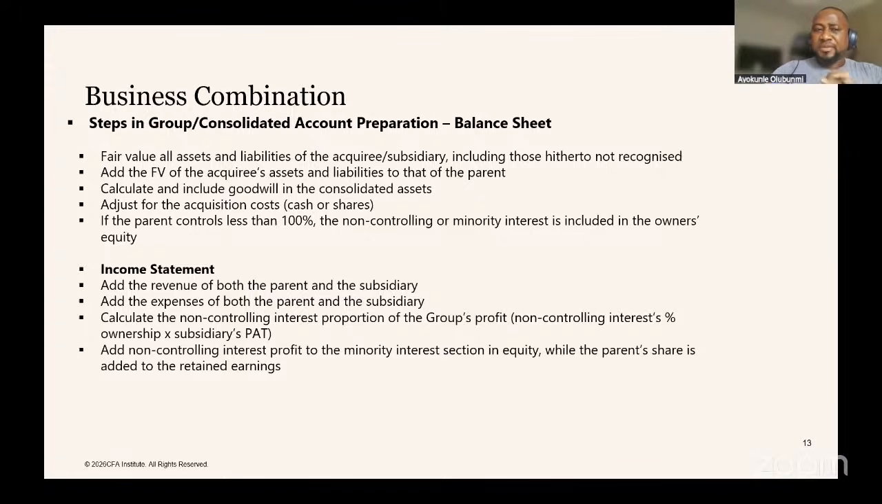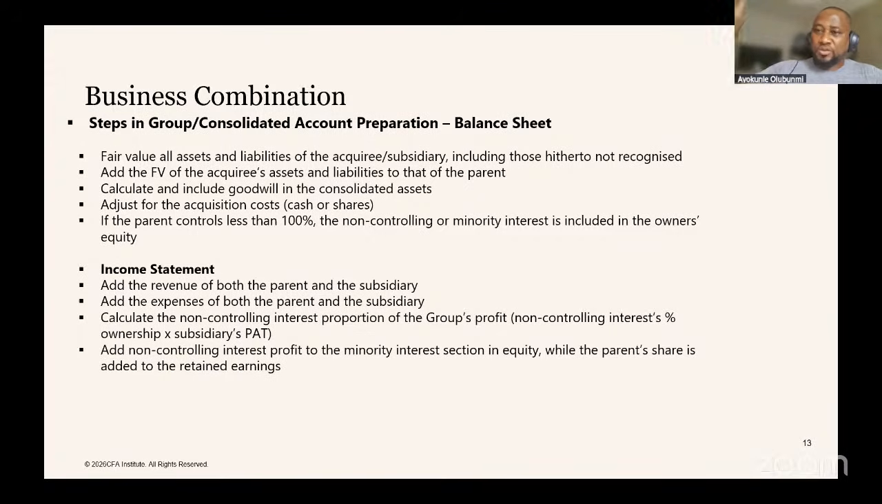Now, what happened to the income statement? What you do is that the revenue of the parent and the revenue of the subsidiary, you add together. Before I get to that, something else you also need to do when you are consolidating the balance sheet, and also the income statement: please note, when you are preparing your consolidated financial statements, or the group accounts, all intercompany transactions are eliminated, because it's not possible for you to transact with yourself and even make profit. So all intercompany transactions are eliminated.